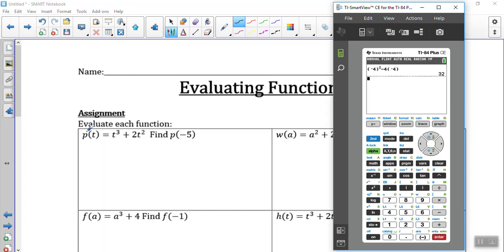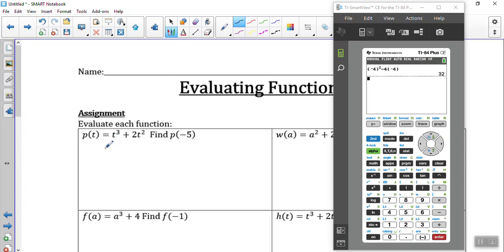So I would read this as P of T. Okay, the function name is P and my input is T, which is kind of like our x. And then it says to find P of -5. So my input here is -5. So that's what I need to plug in.